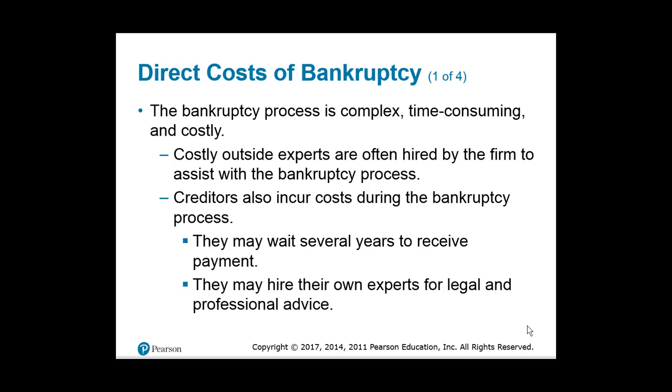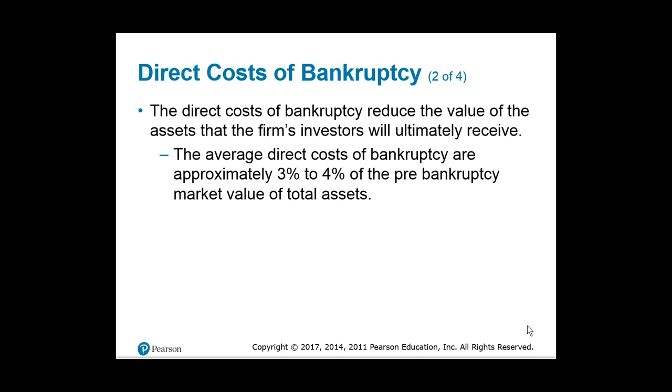So as we mentioned, the process is obviously complex and it's very costly. We're going to have to hire some outside people to help with this. Creditors are also going to incur some costs. They're going to have to wait to get their payments. They may have to hire their own people to get some legal advice and professional advice about actions to take against the company. So the direct costs of bankruptcy reduce the value of the assets, and the estimate here is roughly 3 to 4%. So the actual cost of hiring people from outside the company and using the company's resources is going to be roughly 3 to 4%. And while that doesn't seem like a tremendous amount of money, we'll talk about what direct costs are. But in the end, what about the indirect costs? We'll talk about those as well.